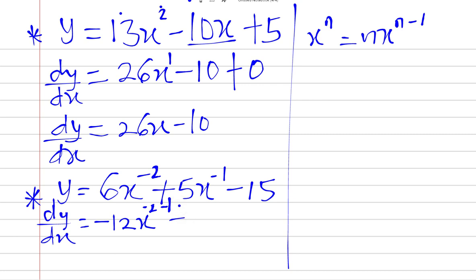Then 5 times minus 1. That will also give us what? Minus 5. Then x raised to power minus 1 minus 1. Are you seeing that now? Minus 15. If you differentiate minus 15, what will you get? You will get 0. That means our dy dx here is now equal to what?